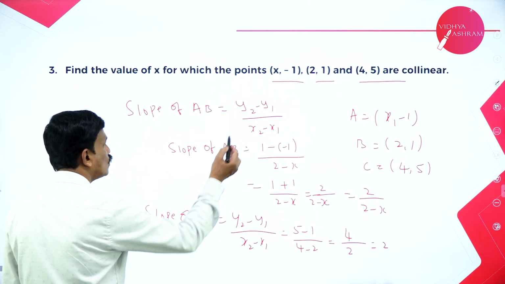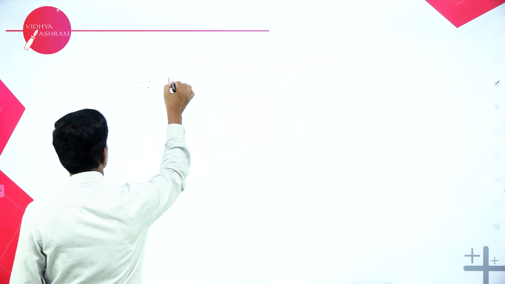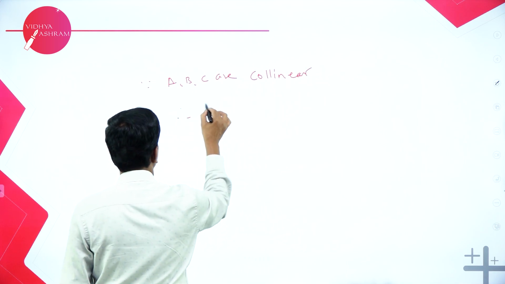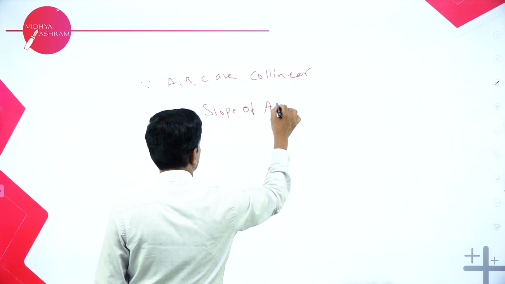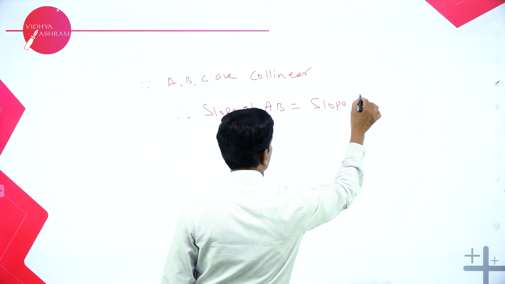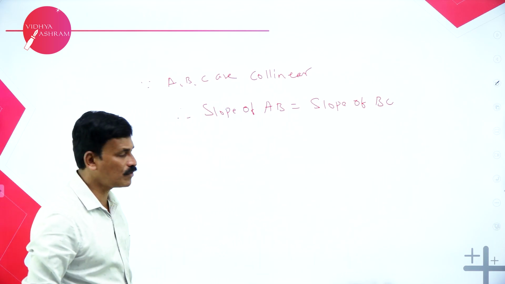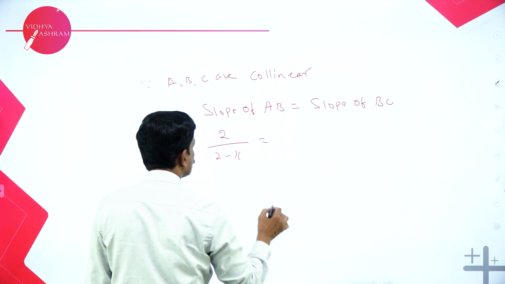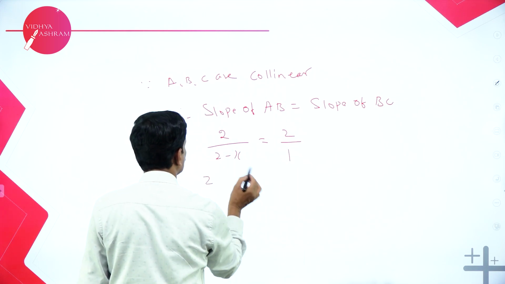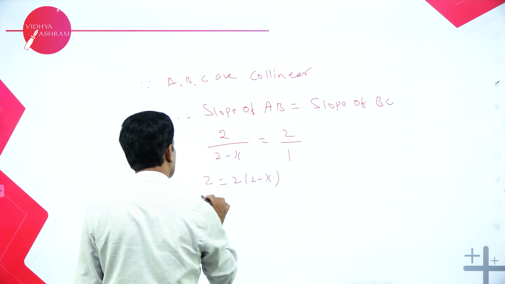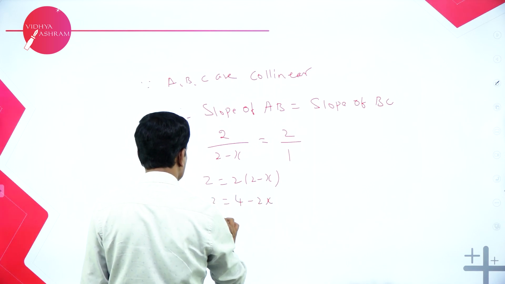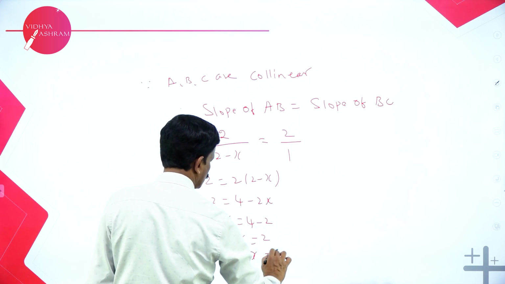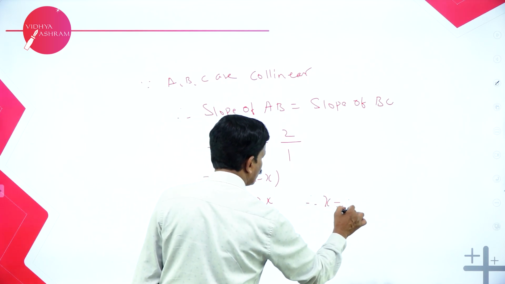Now, equate this. Since A, B, C are collinear, the slope of AB is equal to the slope of BC. The slope of AB is 2 divided by 2 minus x, equal to 2 by 1. Cross multiplied, 2 is equal to 2 into 2 minus x, or 2 is equal to 4 minus 2x. Transferring, 2x is equal to 4 minus 2, so 2x is equal to 2, which means x is equal to 1.